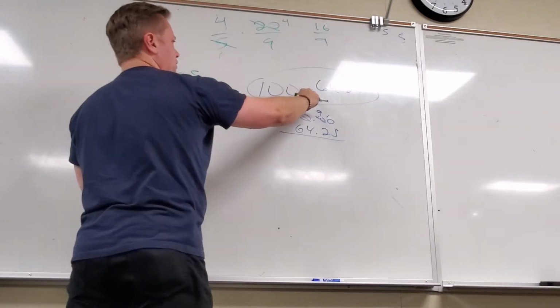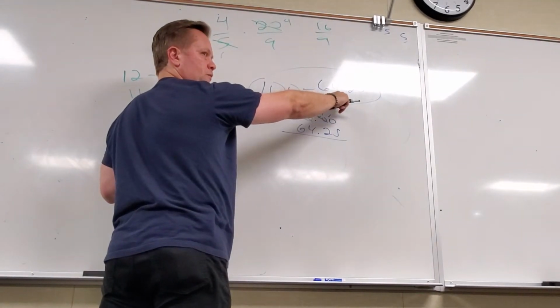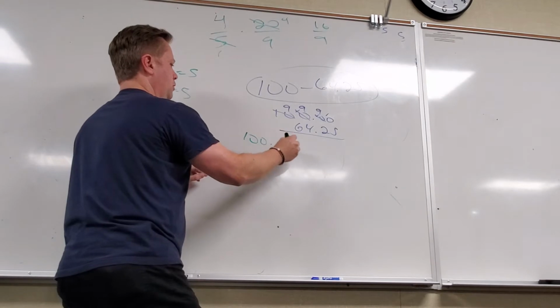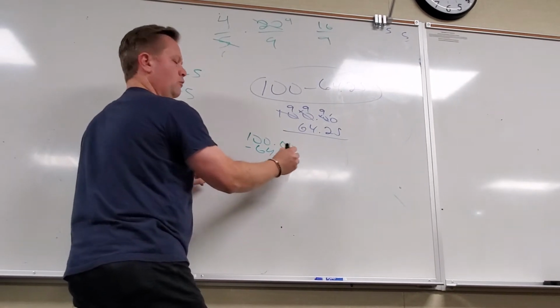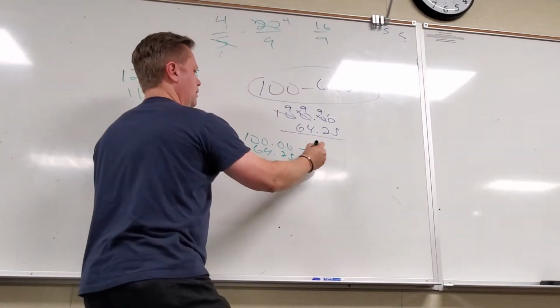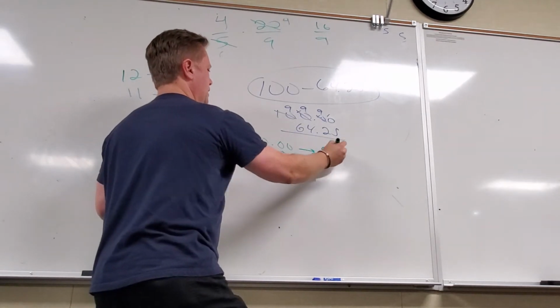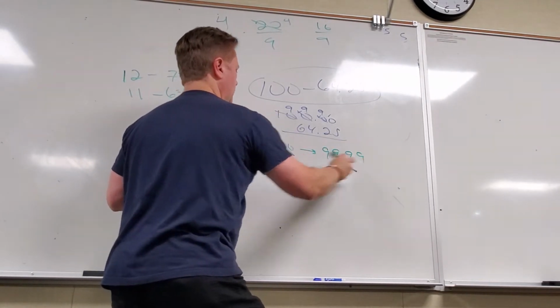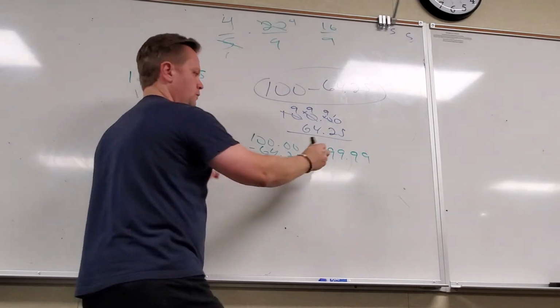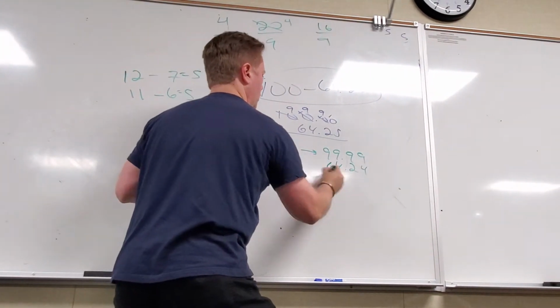If my problem is 100 minus this, right? In fact, it's 100.00 minus this. Watch what I can do. I'm going to take this down by 1, make it 99.99, and then I'm going to take this down by 1, 64.24.